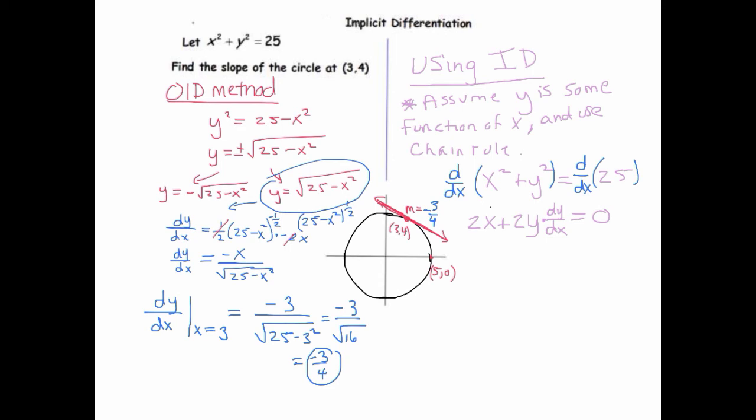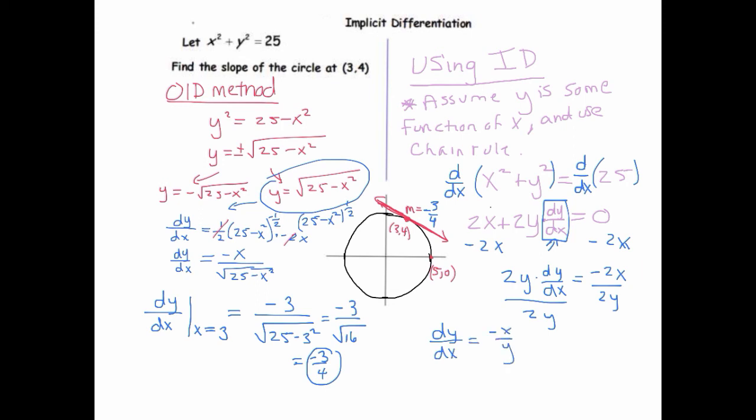Most students get confused by why we're doing that. It's just the chain rule. Now what we don't want to do is solve for this, right? We're interested in the derivative. We want to isolate this. So we'll subtract 2x from both sides, and we'll get that 2y times dy/dx is equal to negative 2x. And then we'll divide by 2y to get that dy/dx is equal to negative x over y.